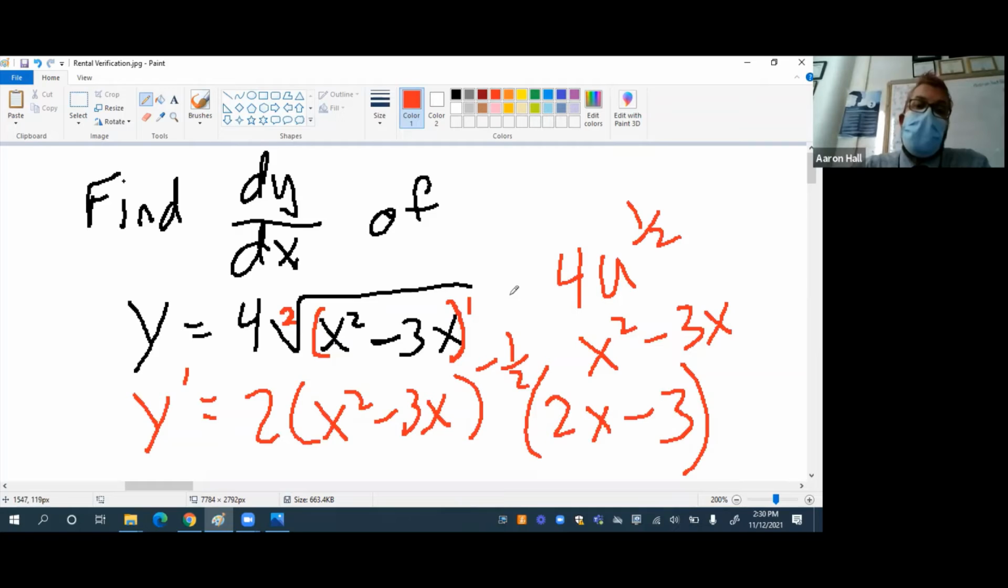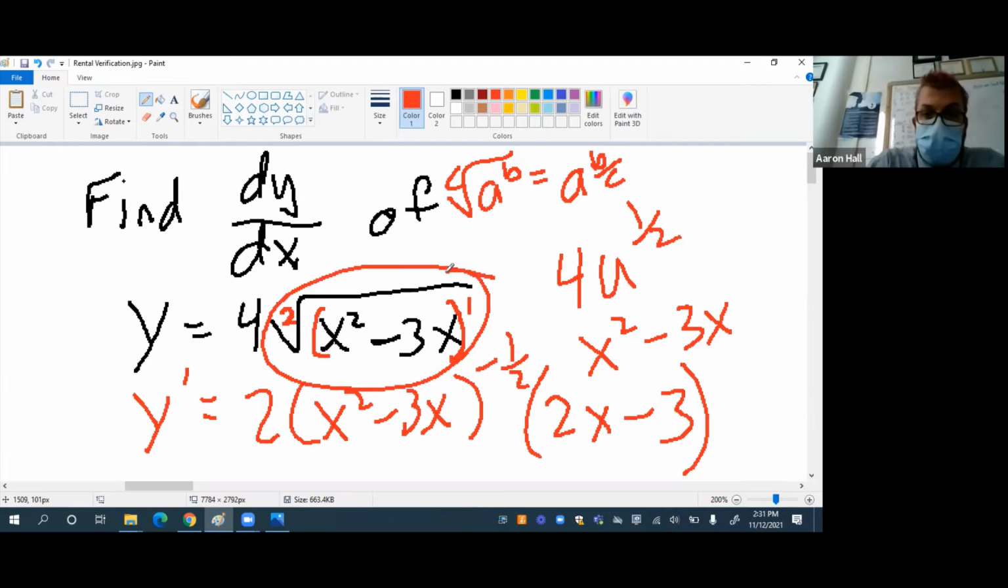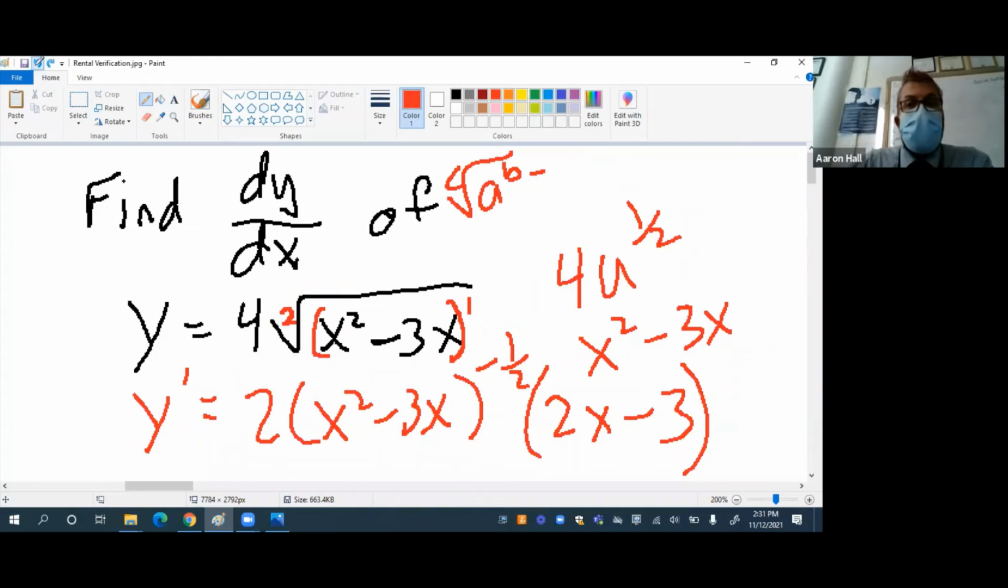So using our law, where we have the cth root of a to the power of b, rewriting this as a to the power of b over c, does that make sense, how we take this to this? Yeah, that's how we got rid of the square root. And getting rid of the square root allows us to use the power rule, which is really nice. Okay, any other questions?